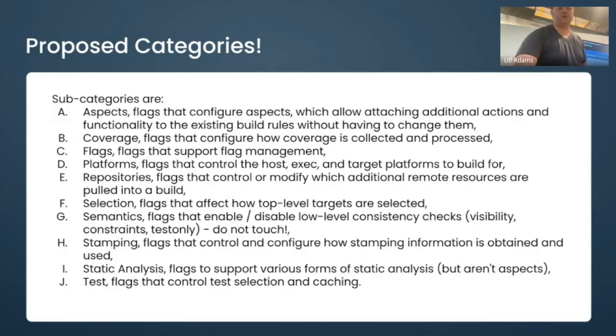All right, what do we have? We have another shortcut I took. We have a couple of flags for a variety of static analysis things in Bazel, which for this talk I put into a single category. In the spreadsheets, these are actually separate categories. Most of these are deprecated in favor of aspects, so you may not have to look at them at this point. Again, good. Tests. These are flags that control test selection and caching.